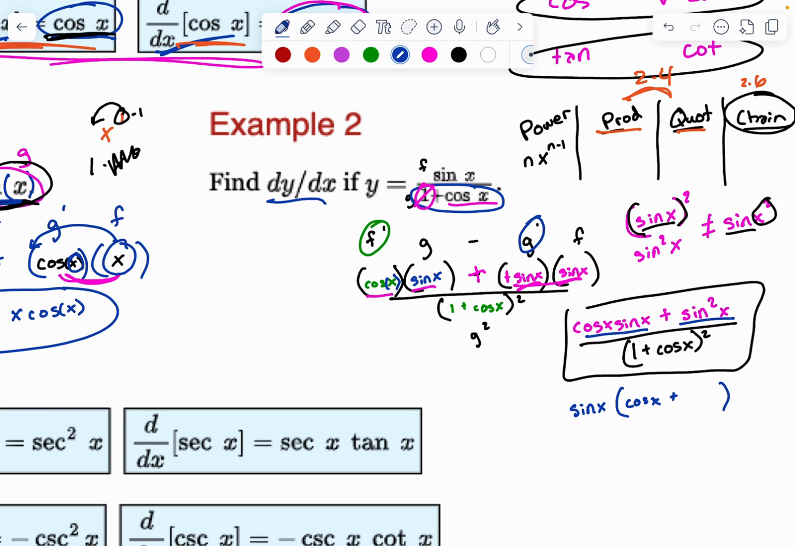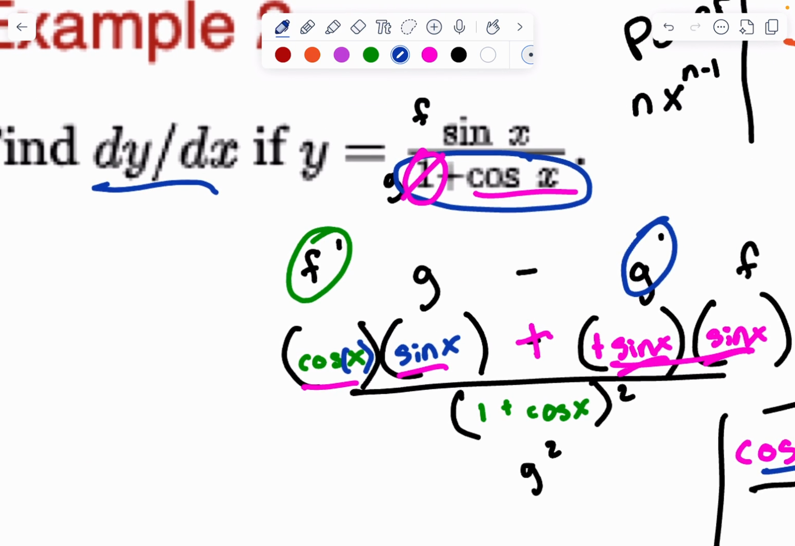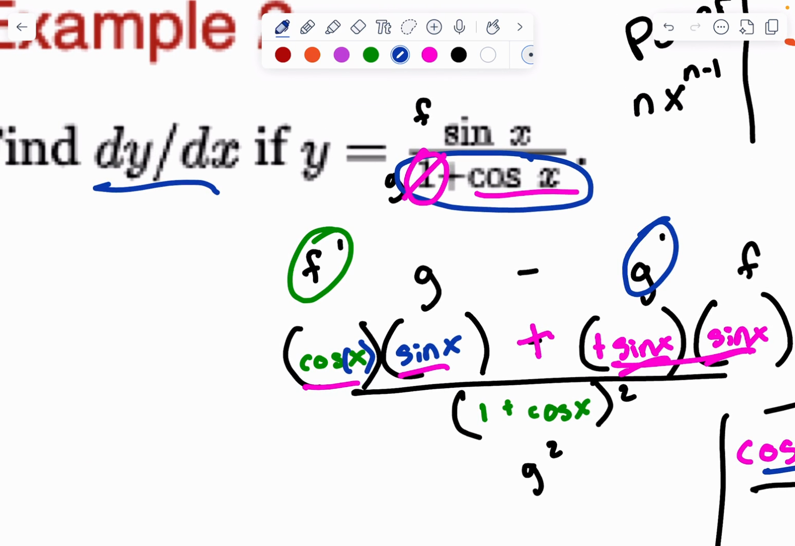Oh. It's not useful. He can't design for me. F prime. That's where I went wrong. That's where I went wrong. You guys are yelling at me. My g is not sine of x. My g is 1 plus cosine of x. That's the problem. Okay.